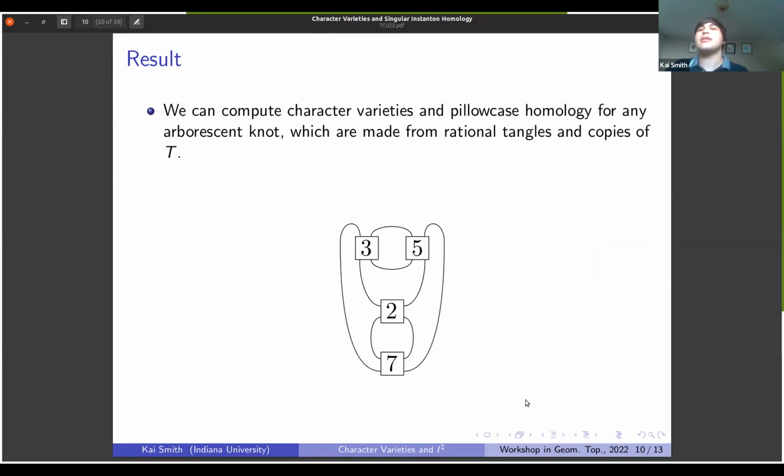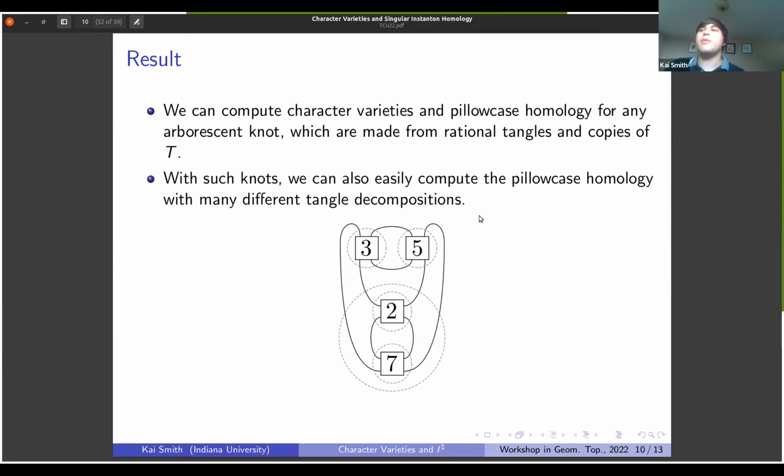But what we get out of that is now that we understand that character variety, we can compute the character varieties and pillowcase homology for any arborescent knot. And that's just a knot made out of rational tangles, which are easy to understand, and copies of this tangle T. And so here's an example of a knot. And these boxes just correspond to the noted number of half twists. And if I put these circles here, you can see these circles cut out the diagram into rational tangles and copies of T. So this is an example of an arborescent knot.